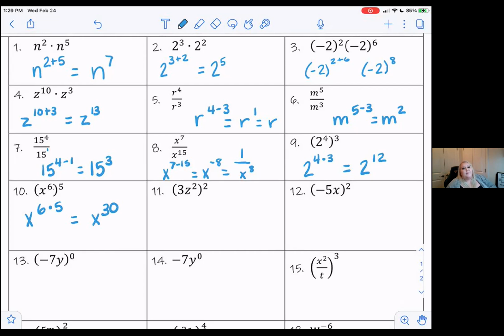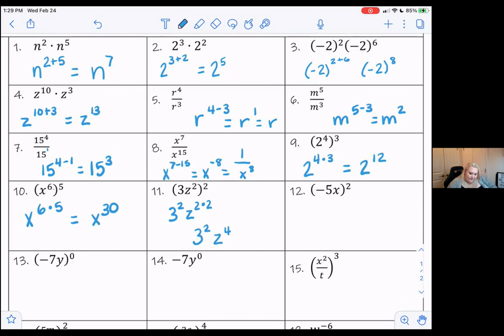For number 11, remember that everything in the parentheses is getting squared. So that means it's going to be 3 squared times z to the second times 2. So my final answer, we can leave it as 3 squared, or we could write it as 9 if they asked us for standard form, times z to the 4th power.